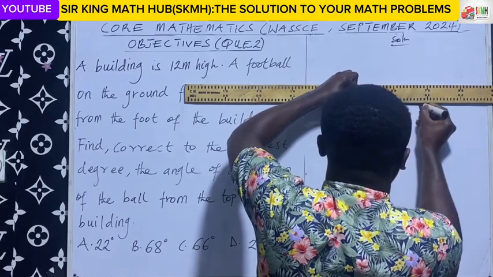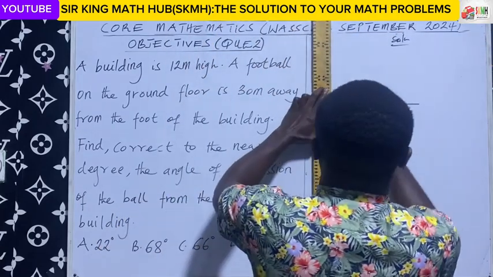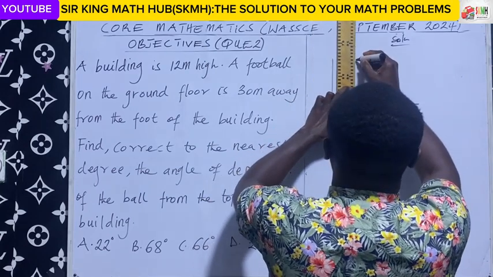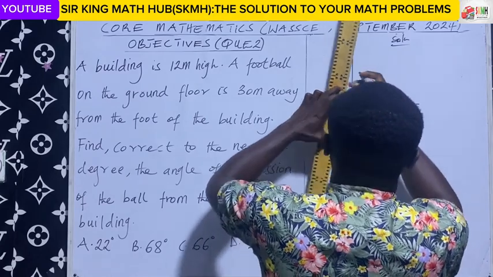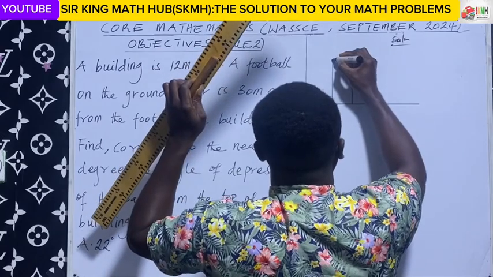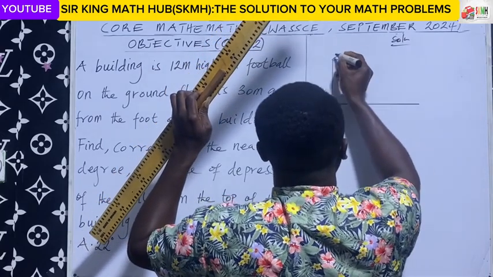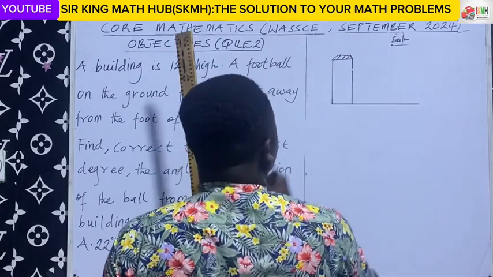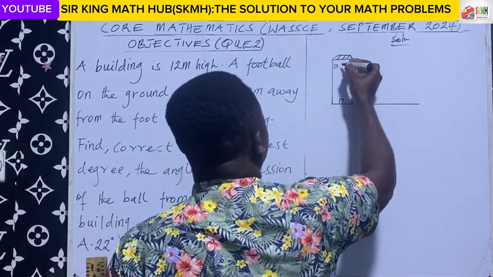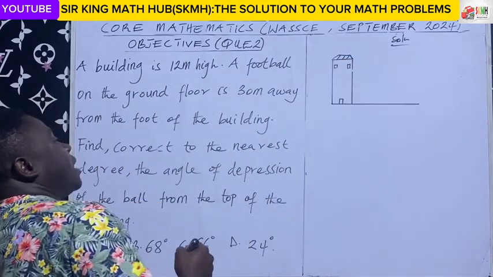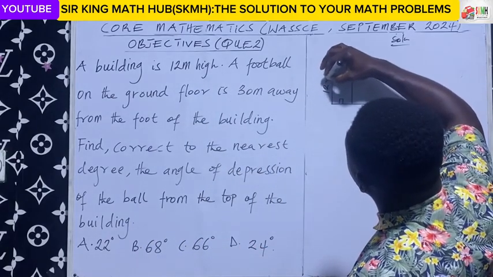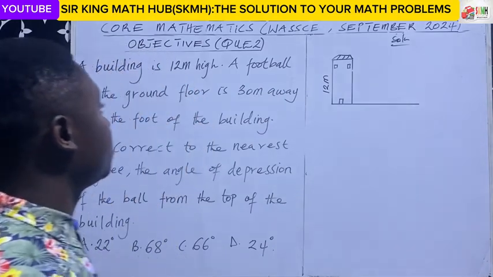is erected on a level ground. So there's our level ground. We have our building here. So there's our building. We are told that this building here measures 12 meters high. So that is the height of the building.